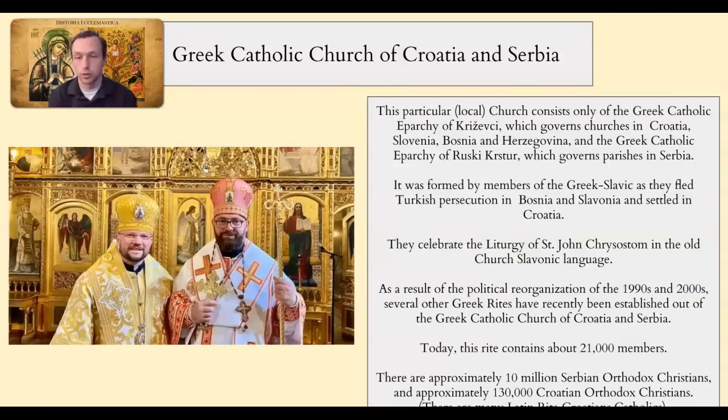As a result of the political reorganization of the 1990s and 2000s, several other Greek rites have recently been established out of the Greek Catholic Church of Croatia and Serbia. Today, this rite contains about 21,000 members. There are approximately 10 million Serbian Orthodox Christians and approximately 130,000 Croatian Orthodox Christians. It is worth noting that there are many Latin Rite Croatian Catholics as well, so it's not like all the Croatians and Serbs are Orthodox.